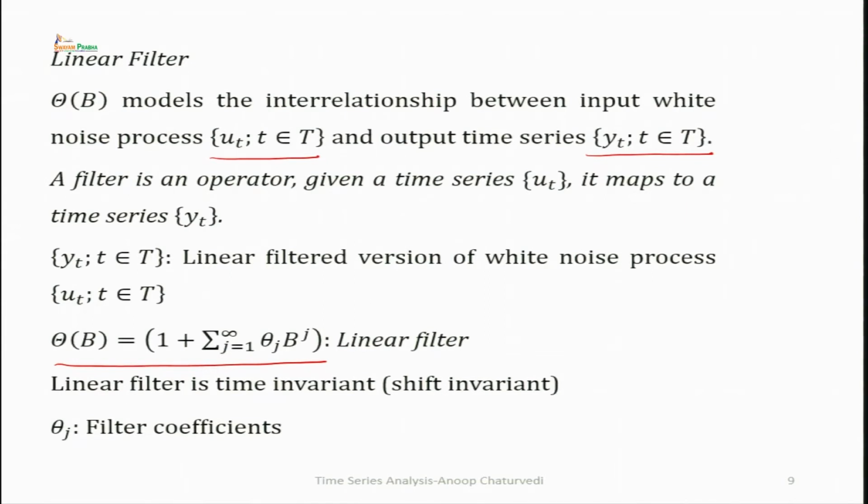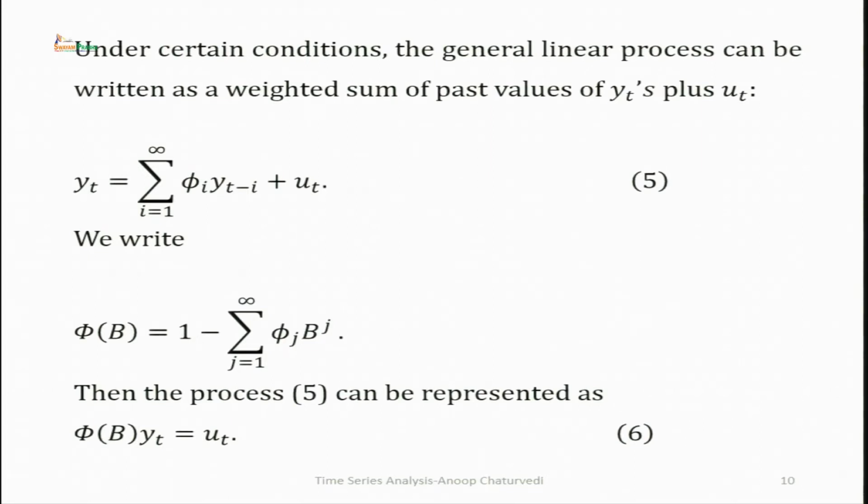of the linear filter. So, basically the purpose of a linear filter, particularly in the context of signal processing, is that it starts with the time series. Through the linear filter we get the signal, and the remaining portion is the noise. So, it detects signal from a mixture of signal and noise. Anyway, under certain conditions you can write the general linear process as a weighted sum of past values of y t's plus u t.